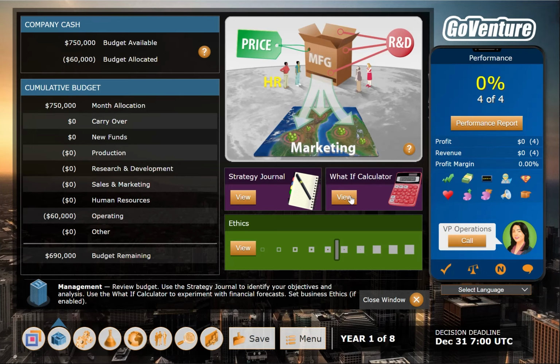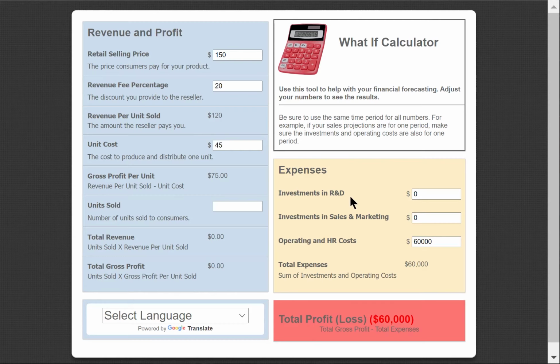Now there's a few options here as well. So we have a what if calculator that allows us to do some forecasting, so we can plug some numbers in and see what the results might be. Now keep in mind, this what if calculator does not affect the simulation in any way. This is simply a calculator for planning purposes.